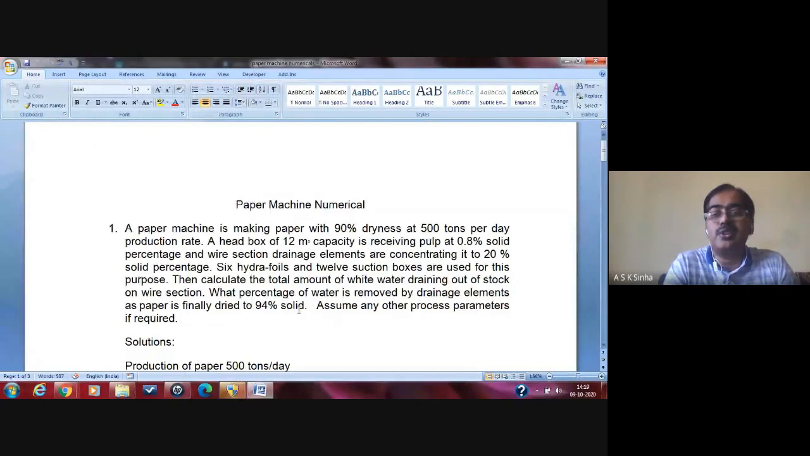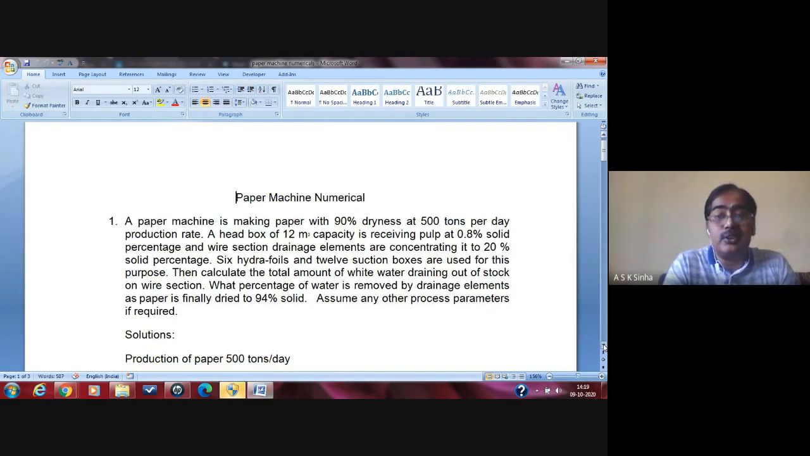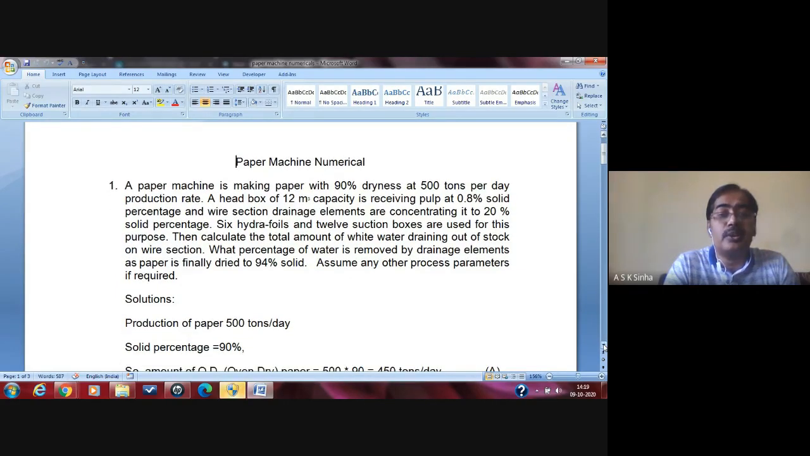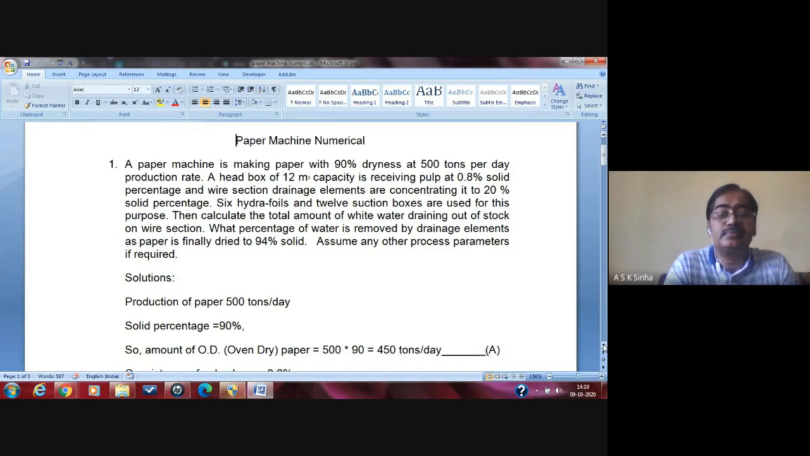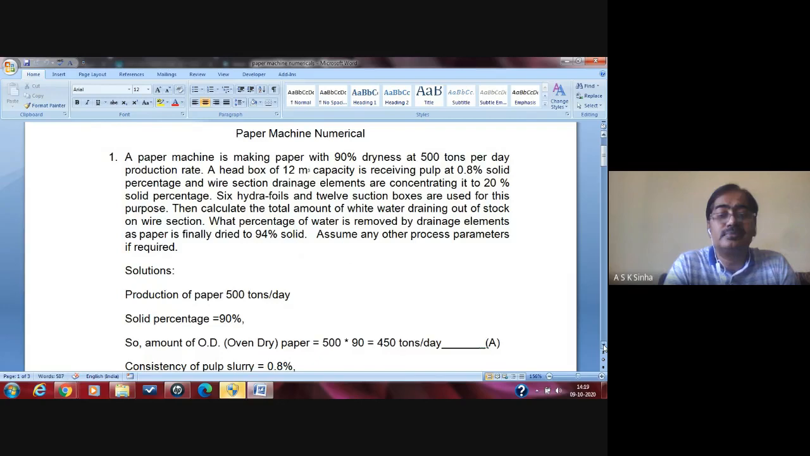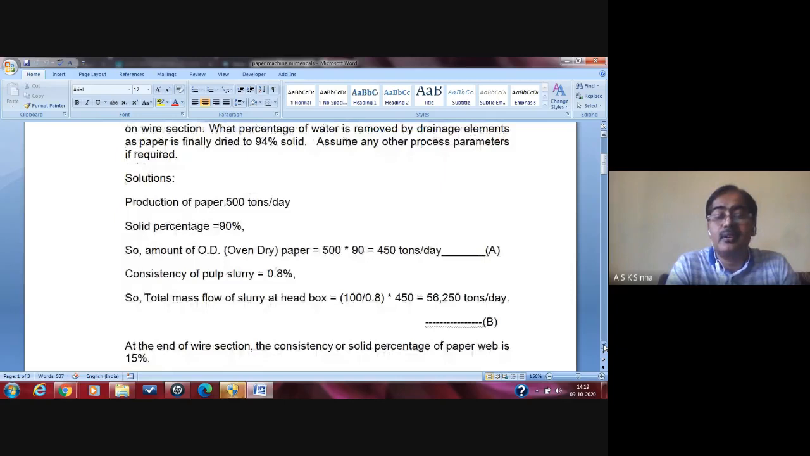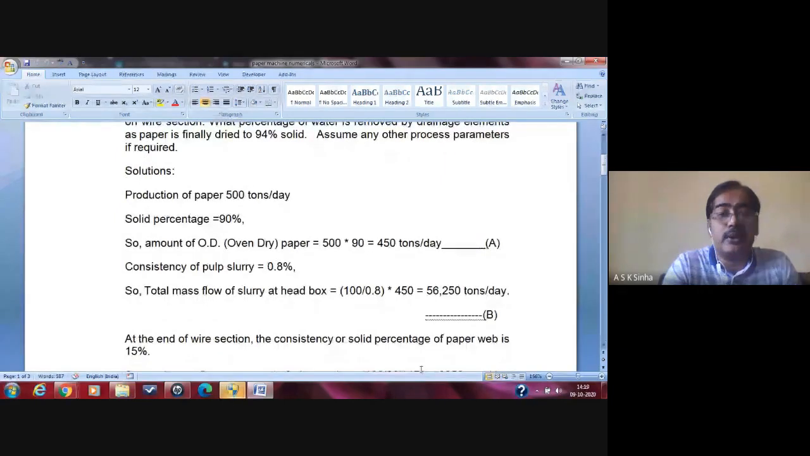Today we will discuss the paper machine numerical. This one is especially about the calculation related to the machine speed on a paper machine and different parameters here. So the first part is given here in terms of the head box. Right, for the calculation of the head box.